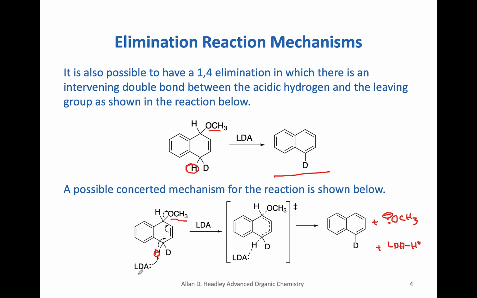But the bottom line is that the LDA strong base abstracts this proton here, and because this double bond is intervening between the leaving group and here, we form this as a possible product. Notice here we have indicated deuterium here. So what I'd like for you guys to really combine your knowledge is, what would be the isotope effect, or is there an isotope effect on this reaction? And as you can see here, a CH bond is broken in this step.